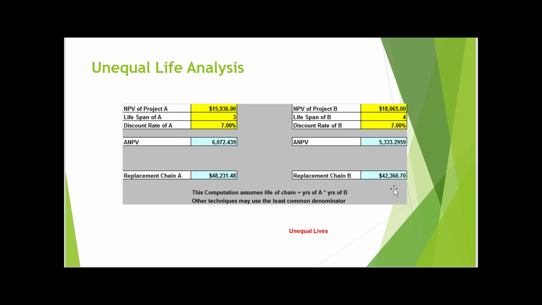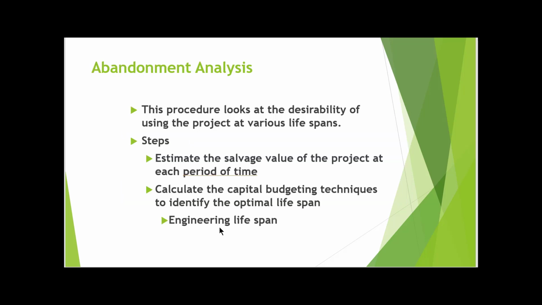48,000 for A, 42,000 for B. So it turns out for both of these techniques, A, even though it has lower net present value, because of the difference in time, is going to provide more value to the company.